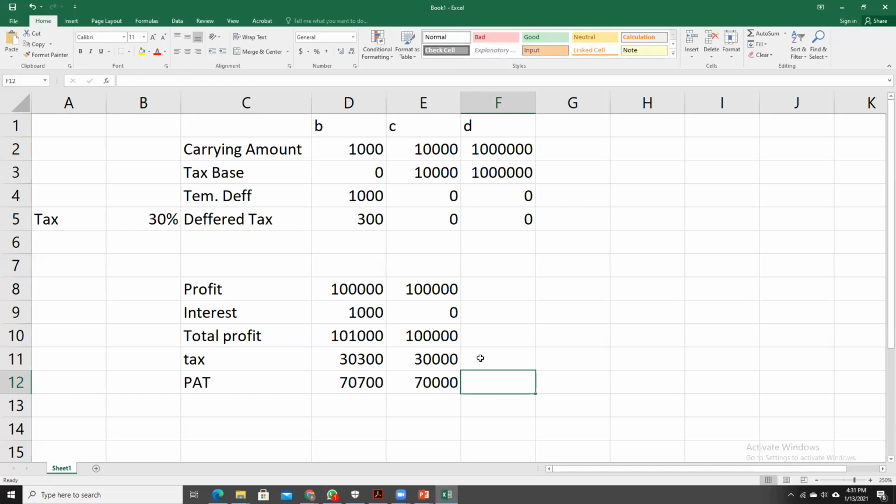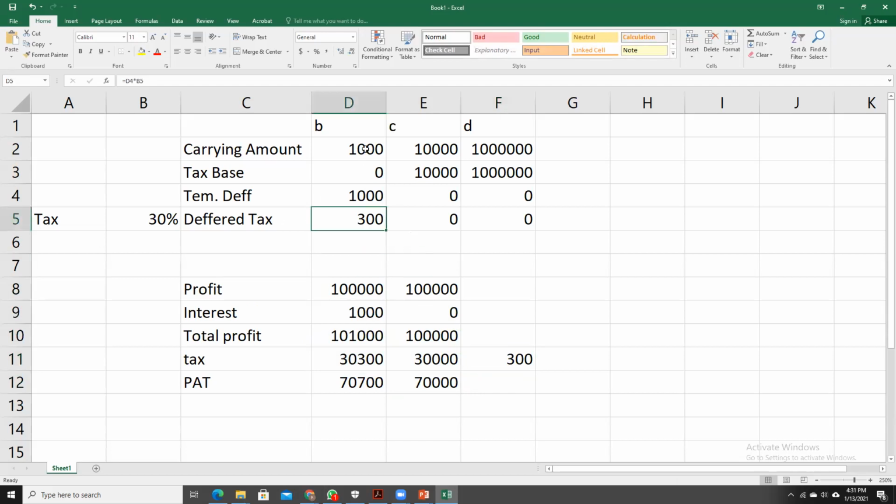Not 700. Here deferred tax. Actual tax is 30,300, but current tax according to tax rule. How does this difference arise? Due to temporary difference. So we no need to do this kind of calculations. Without doing this, we can directly find the value.